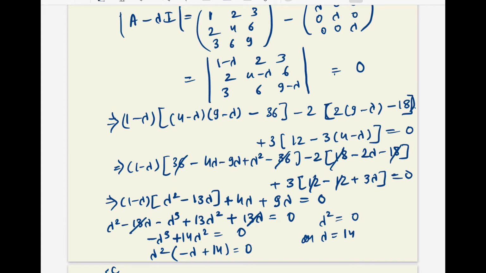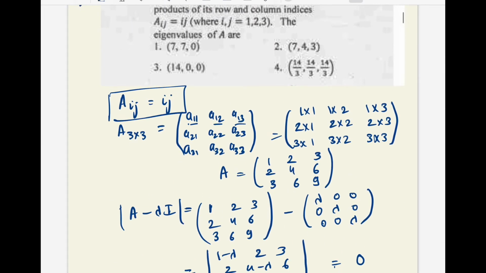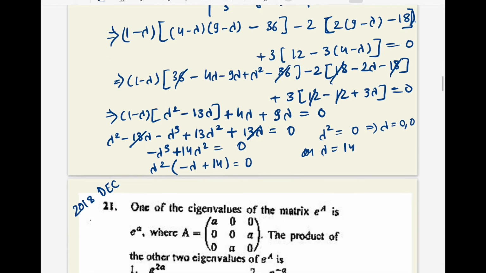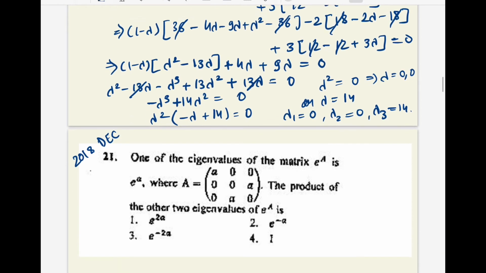Lambda square equal to 0 means lambda is 0, 0. Two factors are 0, 0 and one is 14. So eigenvalues are 14, 0, 0. Okay, so lambda 1 is 0, lambda 2 is 0, lambda 3 is 14. So eigenvalues are 0, 0 and 14, or 14, 0, 0 or 0, 14, 0, in any order.